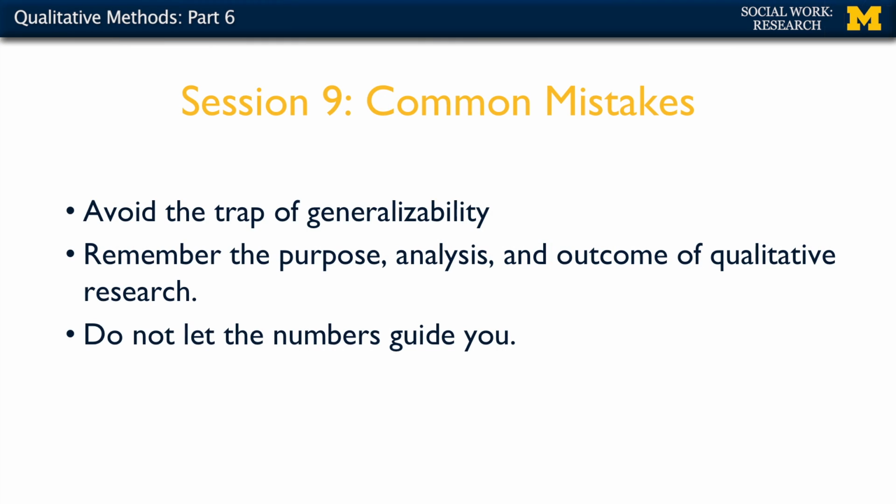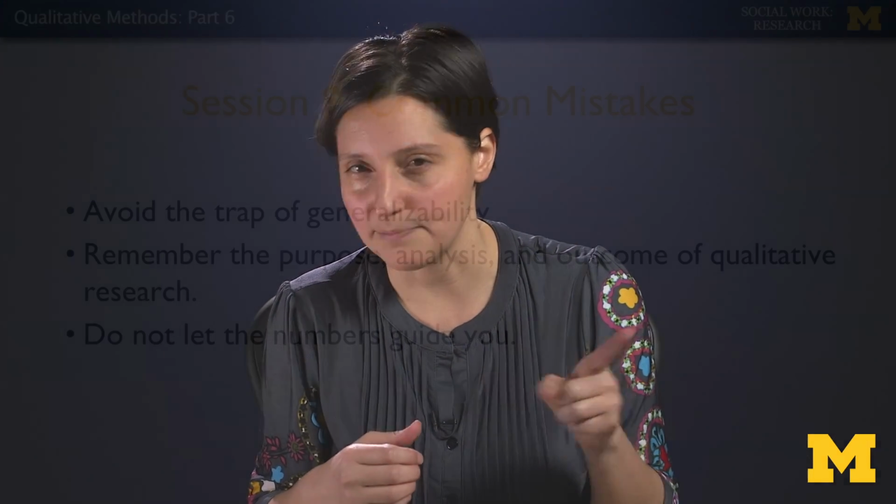So the last thing we're going to talk about are common mistakes to avoid when evaluating qualitative research. The first thing is you want to avoid the trap of generalizability. One of the limitations of qualitative research is that it does not provide the ability to generalize to a broader population. That's not the purpose of qualitative research. So if you're looking at a qualitatively based article, you can't expect that it's going to create data that is generalizable. So don't fall into that trap.